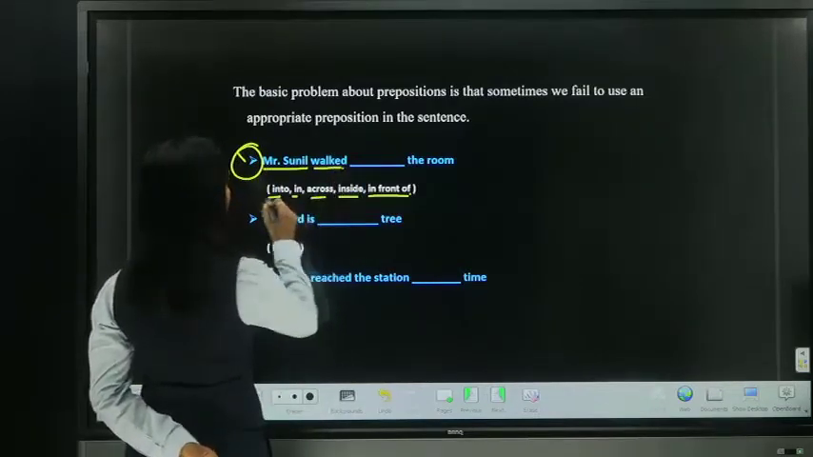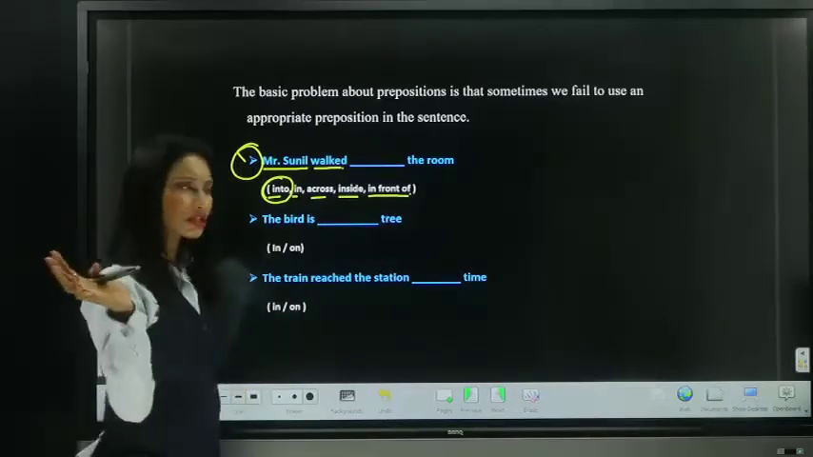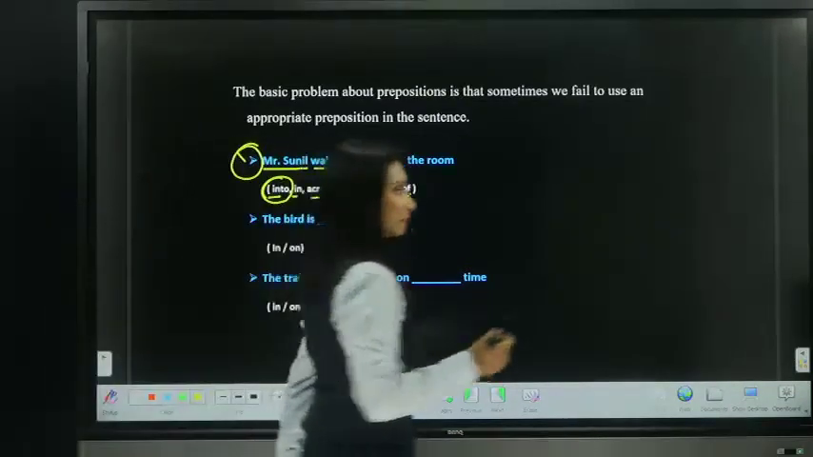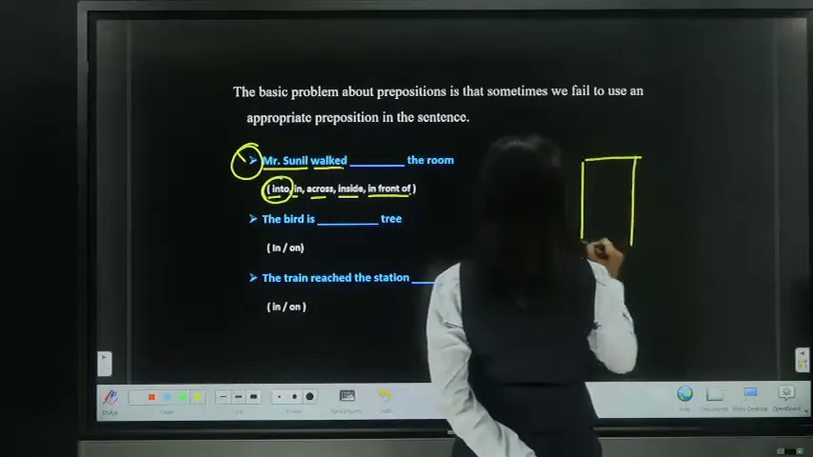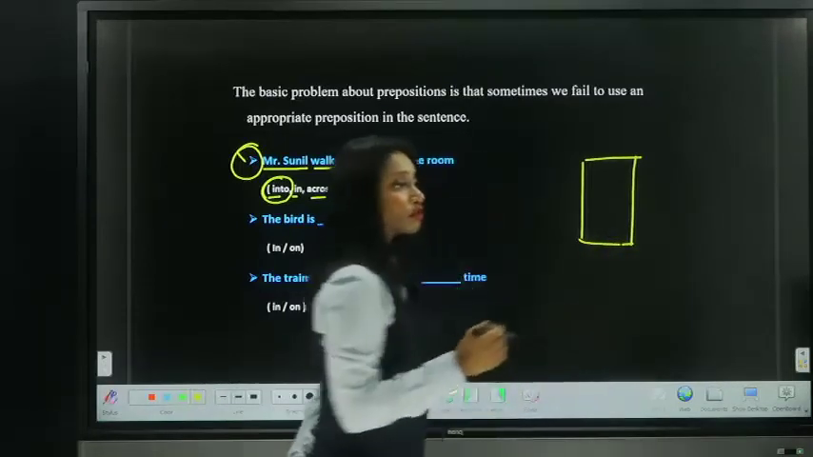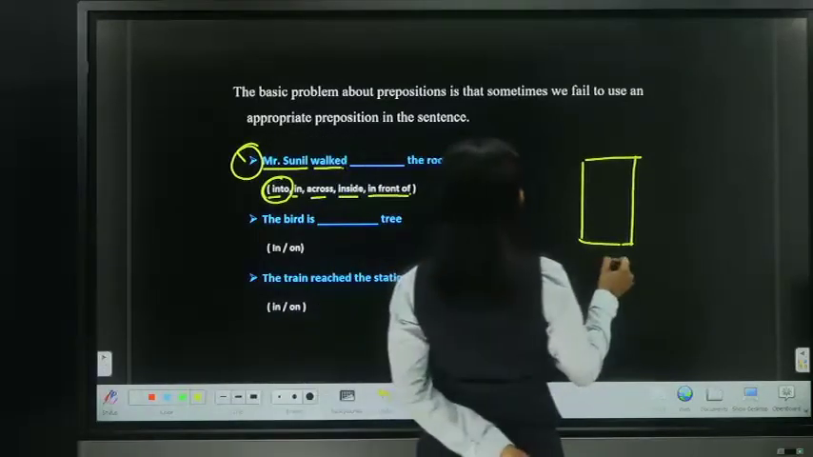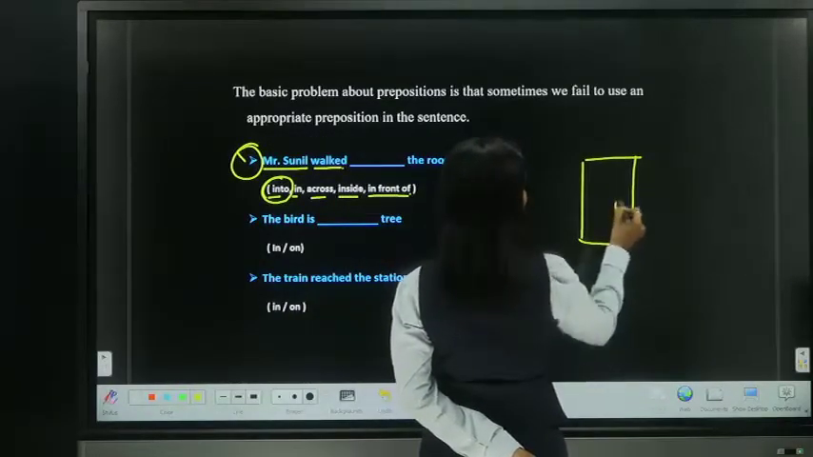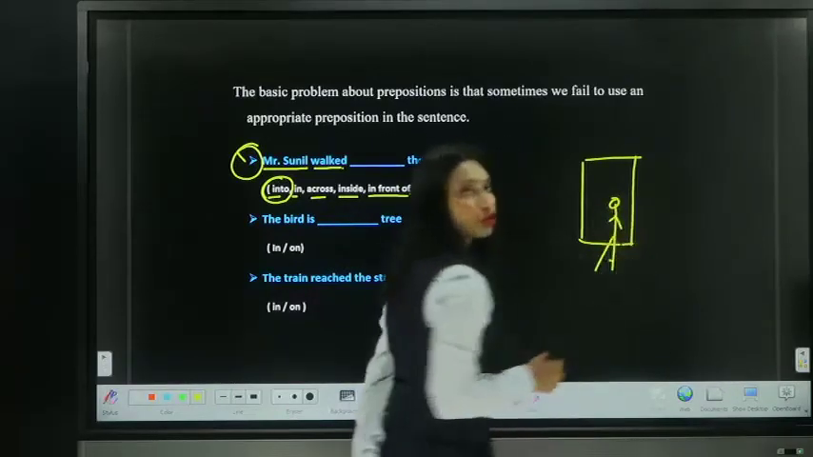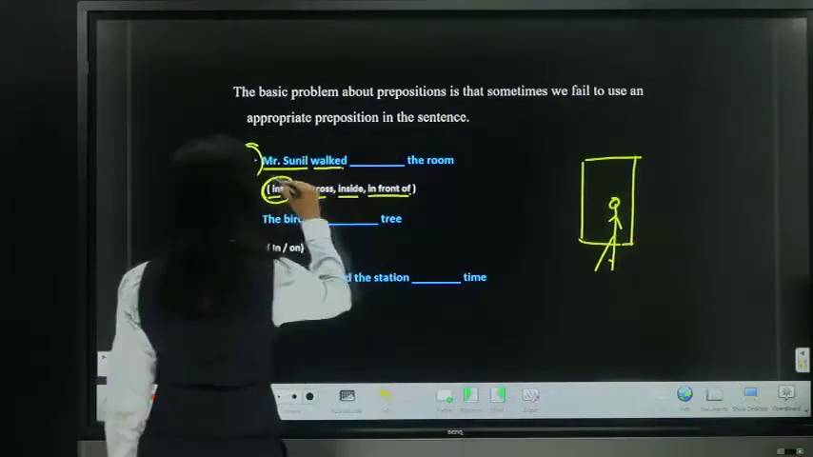Mr. Sunil walked. Can we say into the room? Yes or no? Mr. Sunil walked into the room. Okay, Akash said into. Yes, we can say, because when a person is walking from outside to the inside of the room, we can say Mr. Sunil walked into the room. Obviously, into is correct.